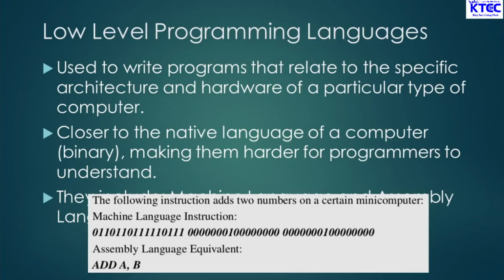Now, these low-level programming languages are used to write programs that relate to the specific architecture and hardware of a particular type of computer. So what they are telling us here is this: since we use programming languages to write our software, the low-level languages, where we have the assembly language and the machine language as examples, are used to write programs that relate to the specific architecture and hardware of a particular type of computer.